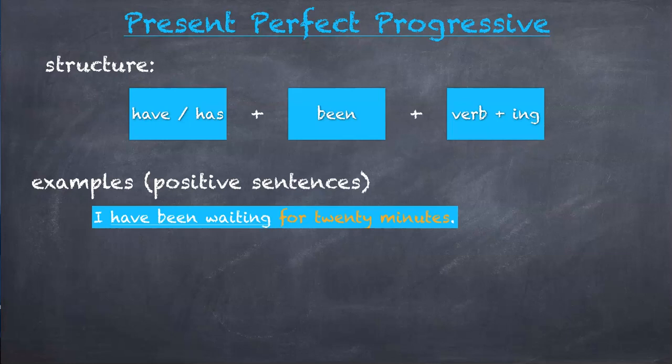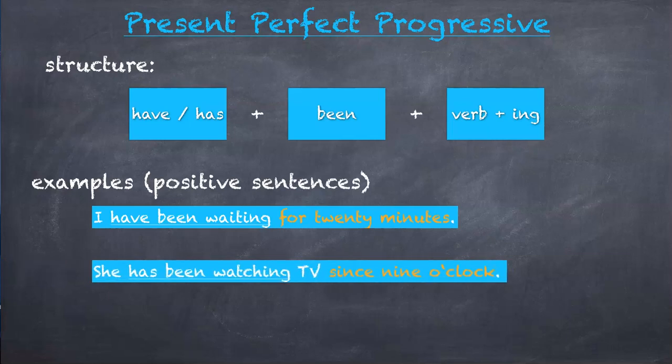Another example, in order to use the third person has, I started the next sentence with she. So she has been watching TV since 9 o'clock. Has plus been plus watch with ing ending, and as a signal word I used since 9 o'clock, which is a specific moment in time.